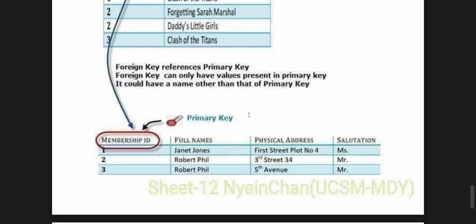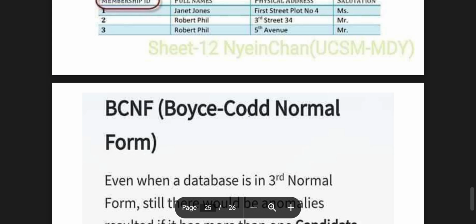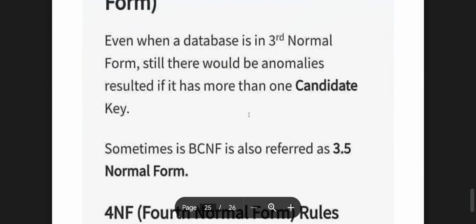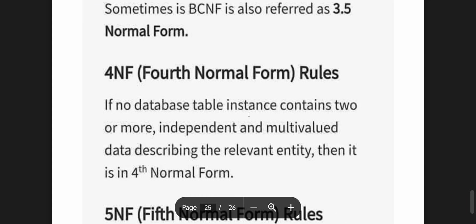BCNF, Boyce-Codd normal form. When a database is in the third normal form, there will still be anomalies if it has more than one candidate key. Sometimes BCNF is also referred to as the 3.5 normal form. 4NF, fourth normal form rules.